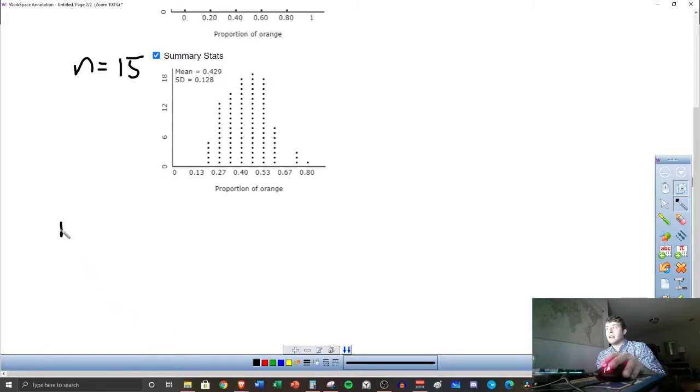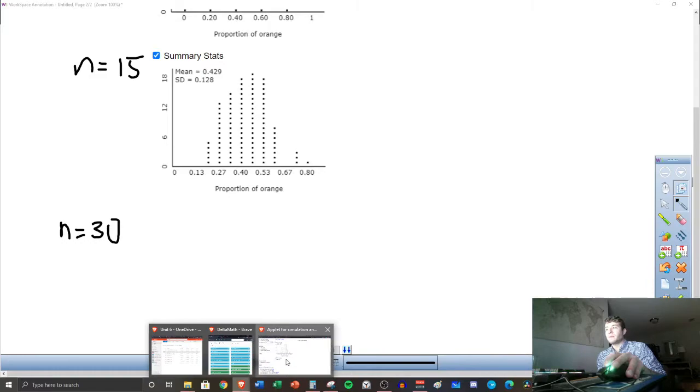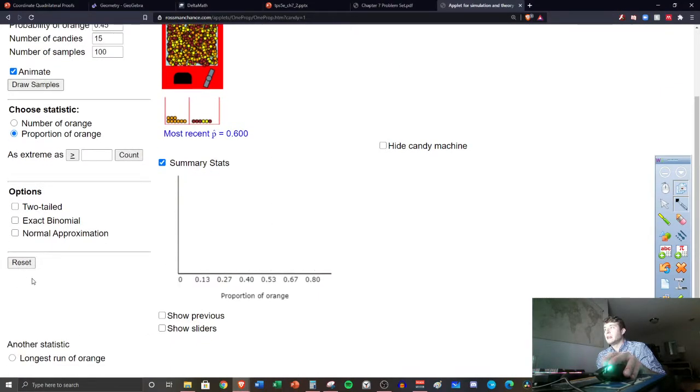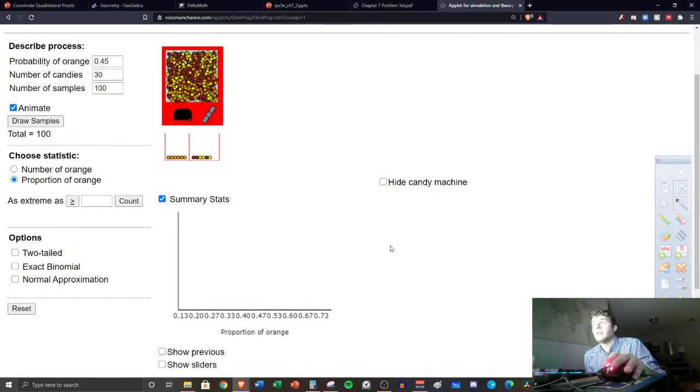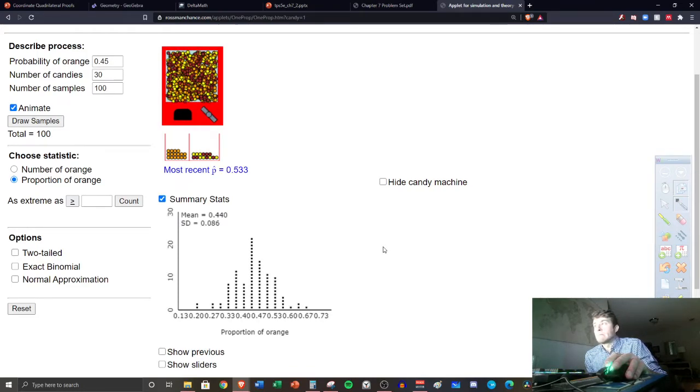Let's check out n equals 30 and see how that compares. So we'll reset it. We're going to take a sample of 30 candy. So 100 samples of 30 Reese's Pieces. We're counting the number of orange and creating the proportions. Here we go. So it's going to do the work for us here. Okay, and we can see the mean is very close to getting us to that 45%.